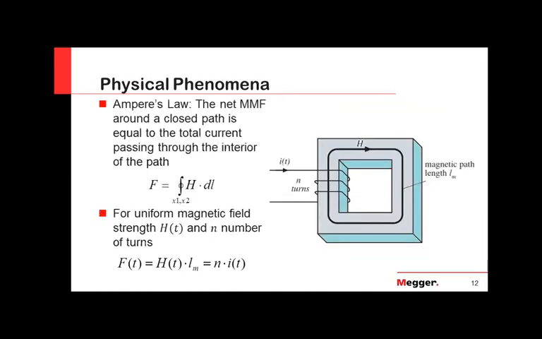And now we have to look into the physical phenomena here. And we look at Ampere's law, and we see that the net magnetomotive force around a closed path is equal to the total current passing through the interior of the path. You can clearly see here that we're defining the field, and we're defining the magnetic path length in the core to analyze this and to apply into our equation for the uniform magnetic field strength and the number of turns.